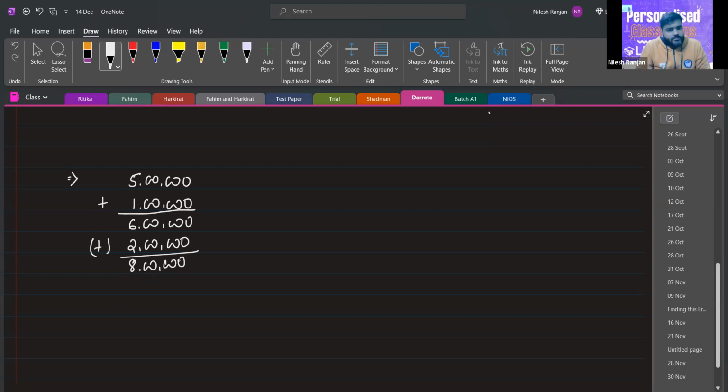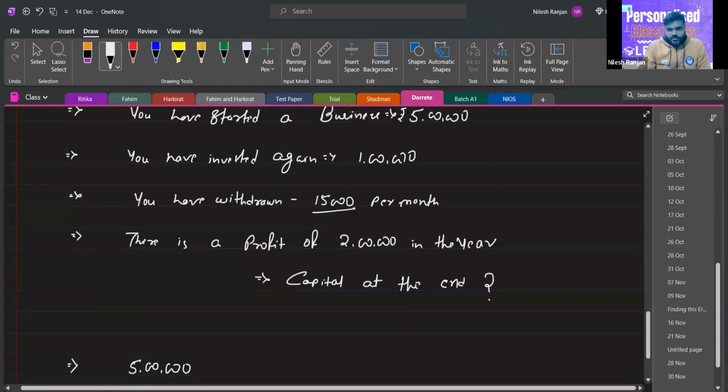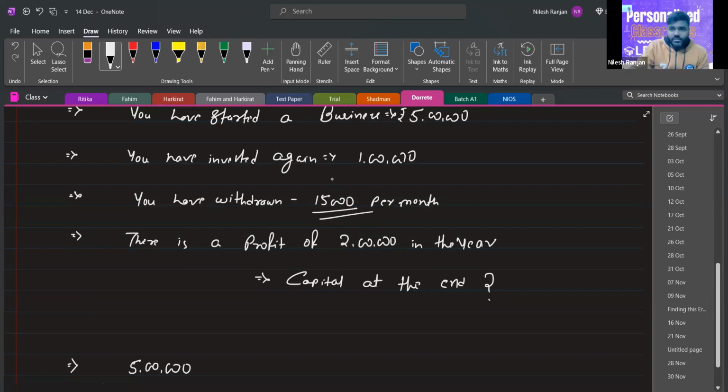But why have I added it? It's a profit, so it should be added to the capital because it is the owner's property. Now you have withdrawn 15,000 per month. So you have withdrawn this amount from the business.